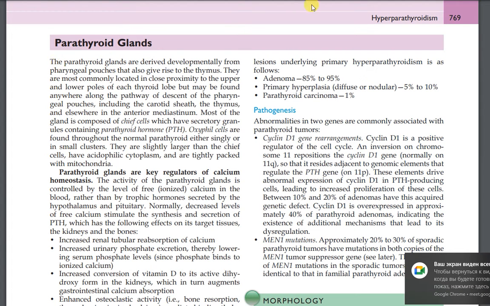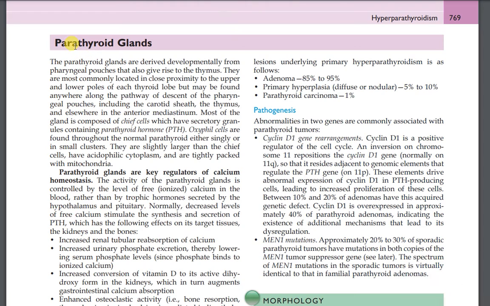Hello guys, today we are going to continue our set of lectures about pathology of the endocrine system. It's our last lecture. Here let's talk about parathyroid glands.